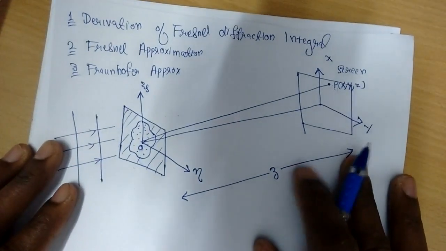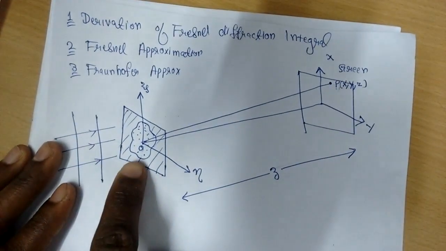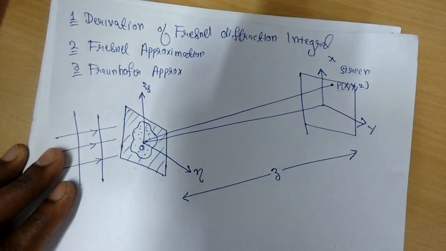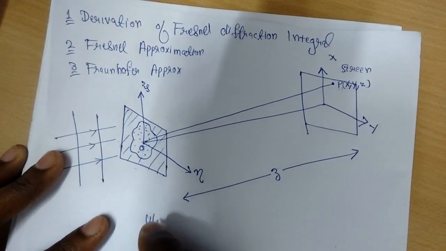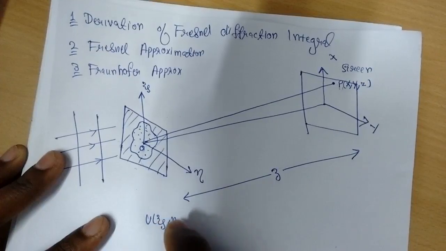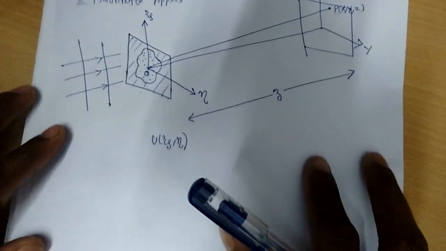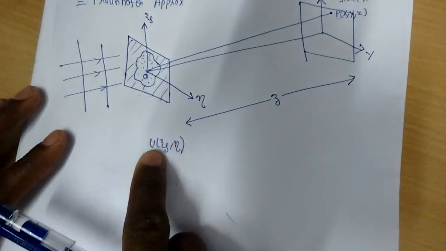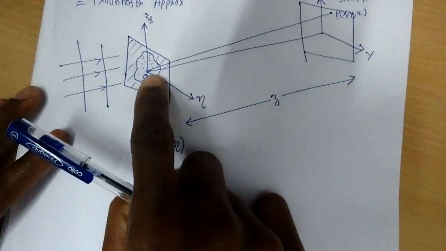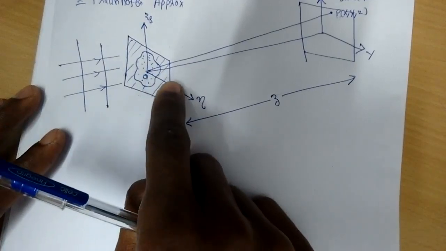Okay, so now this is the aperture function. The transmittance function of this aperture, let us suppose that it is u zeta eta. So what is u zeta eta? The u zeta eta means that the transmission, the u zeta eta is 1 inside the aperture and u zeta eta is 0 outside.